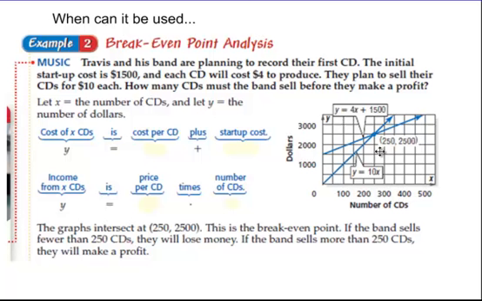Alright, some real-life examples. Here we go. Travis and his band are planning to record their first CD. So this happens all the time. People create bands, they want to create a CD, they want to become famous, all those things happen. The initial startup cost is $1,500, and each CD costs $4 to produce.